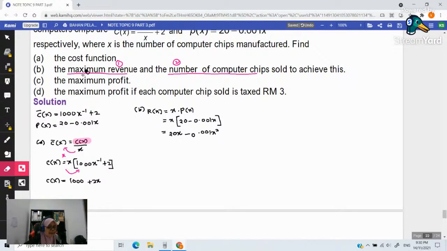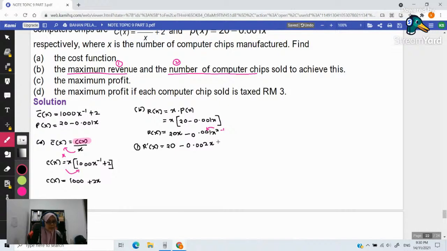But question B asks us to find maximum revenue, so you must remember 3 steps. Step 1, differentiate, the first derivative. So this is the revenue function. Differentiate 20x, we will get 20 minus. Remember the 3 steps: power bring to front, copy, and minus 1. So 0.001 multiplied with 2 is equal to 0.002. Copy again. So what happens to the power? 2 minus 1, the power of 1.